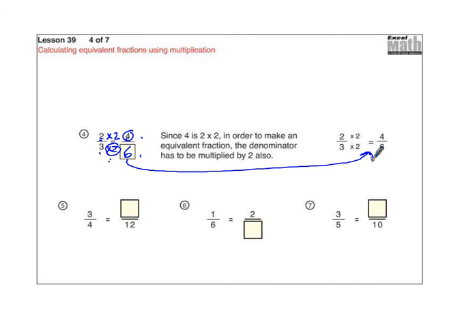All right, let's try this next one together and fill in 6 by the way there, and also fill in the times 2 on the top and the bottom. That's how you show your work on these. So here I'm going from 4 to 12 in the denominator. That's the part that's already done for me.